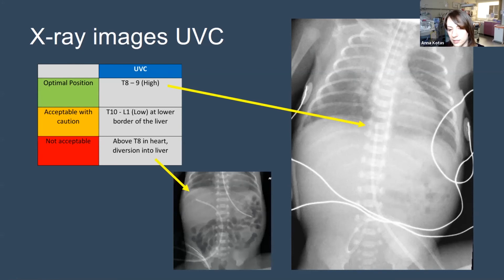Okay, this x-ray shows what we don't want, and that's where the UVC diverts into one of the hepatic vessels, and that's not an acceptable position for a UVC, so that would either need to be pulled back or removed and resited.